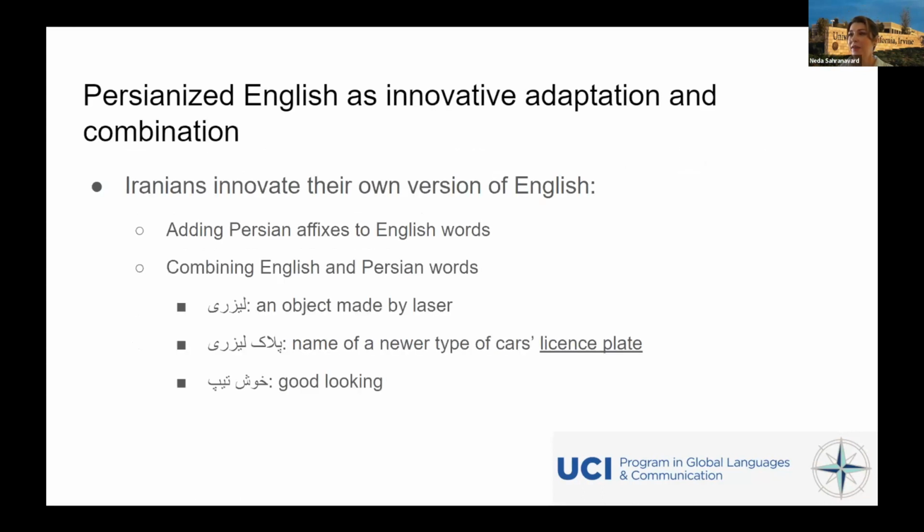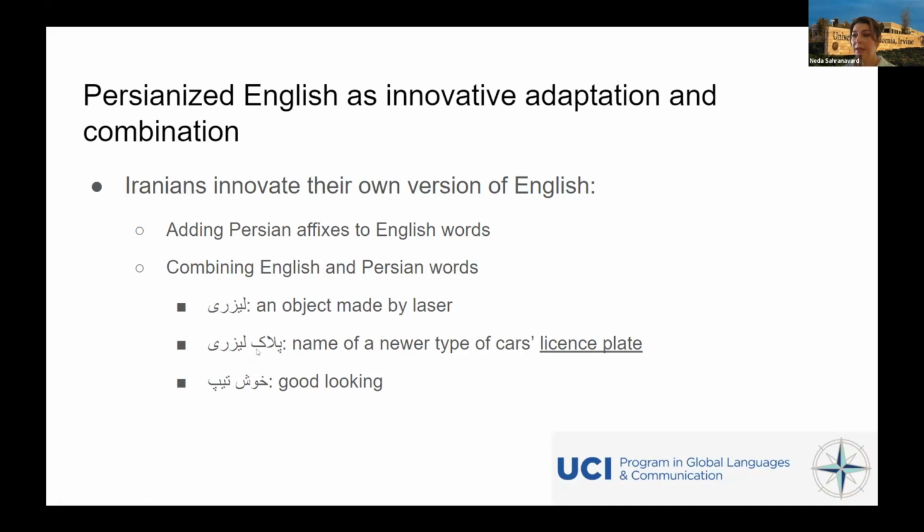The next pattern is Persianized English as innovative adaptation and combination. Iranians innovate their own version of English. By adding some prefixes to English words and combining some English and Persian, they create their own words. For example, the word "laser": they add an affix and it becomes "laseri," a combination of Persian and English, which means an object made by laser.